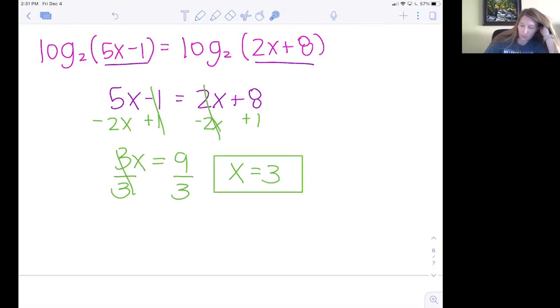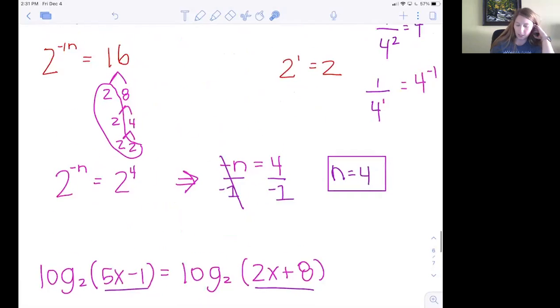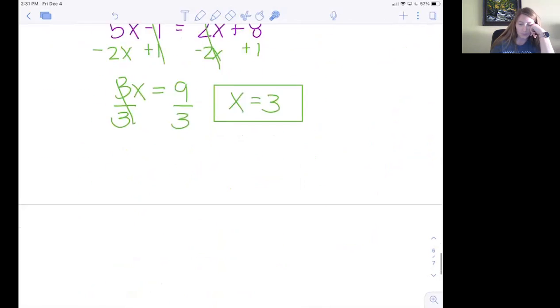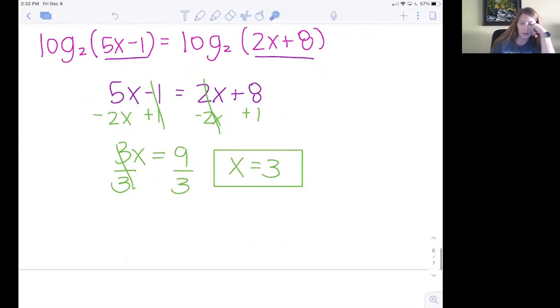So with these log ones, with the exponents one, there was sometimes we had to manipulate it, like in this last one where the bases weren't the same. With the log ones, I guess maybe we should see. I don't think you'll ever have to manipulate it. I think it will just be the same.